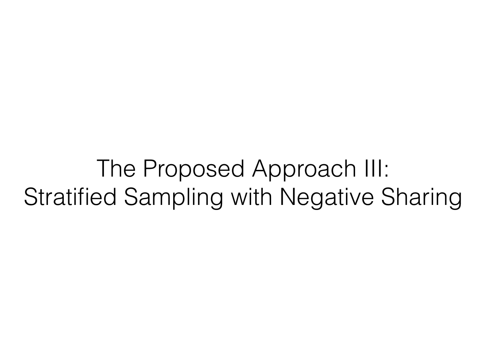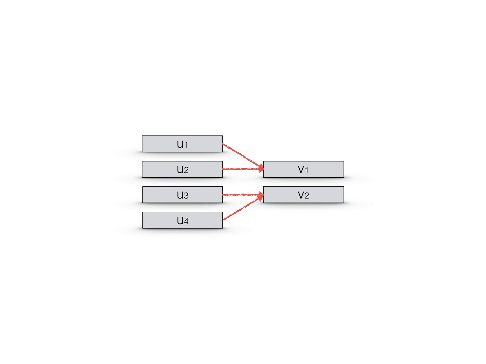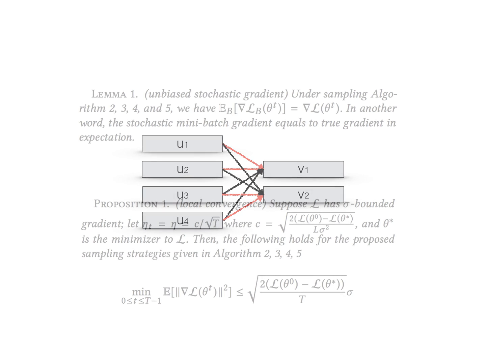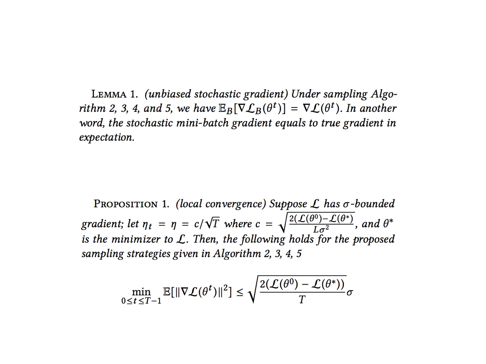The idea is to draw positive links using stratified sampling, and generate negative links using negative sharing. Specifically, we first sample an item, and some of its positive interactions. Repeat until the positive links are sampled. Then, negative interactions are generated by connecting the non-interactions between users and items in the mini-batch. The proposed algorithms are both theoretically and empirically verified.